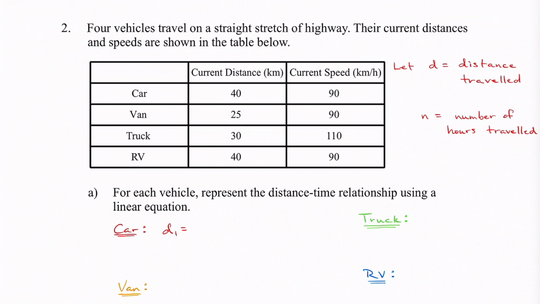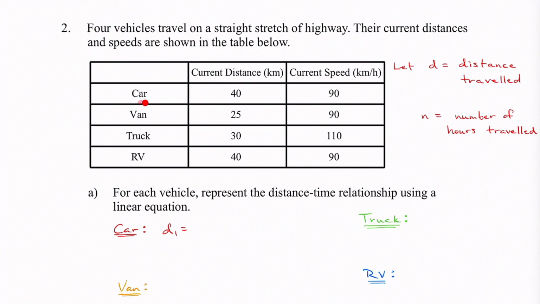So for part A, it says for each vehicle represent the distance-time relationship using a linear equation. So we want to figure out what the equation is, and depending on how long we drive, that's going to determine how far we've traveled. So the number of hours that we've gone is going to be important. So that's why I labeled on the side here, n is going to be our number of hours traveled, and then d is just going to represent our total distance traveled. So we're going to start with the car first, then we'll do van, truck, and then the RV.